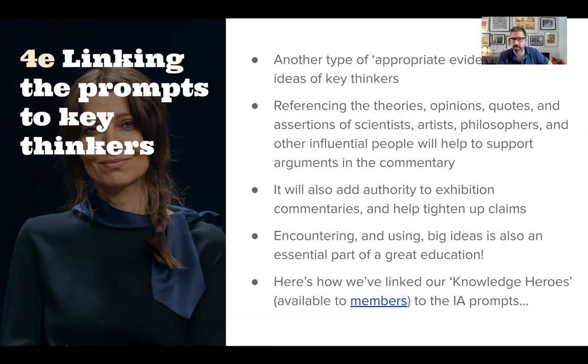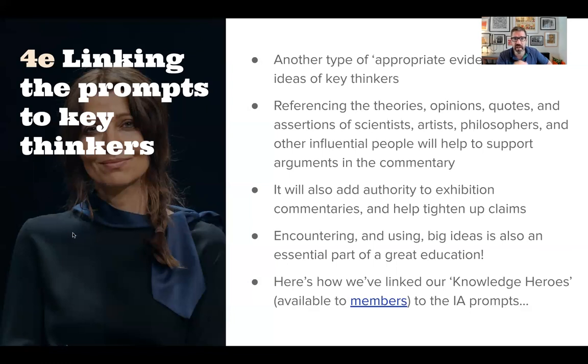and help them answer the IA prompt. So as I said, we have a specific resource on the site which members can access called Knowledge Heroes. It looks at slightly more than 100 key thinkers, how they relate to the course, and where they appear in the lessons that we produce. And again, this is what we've just added, an explicit link to an IA prompt that their ideas could help you with.